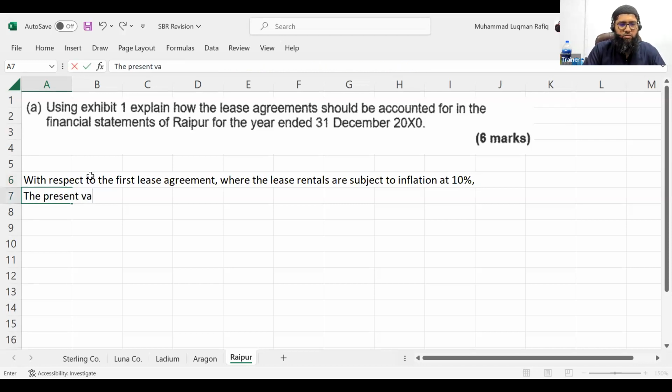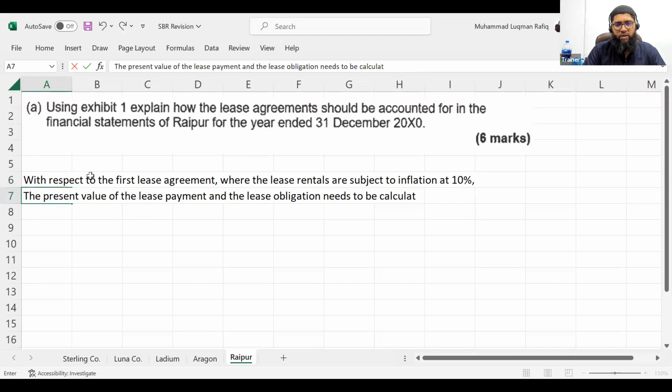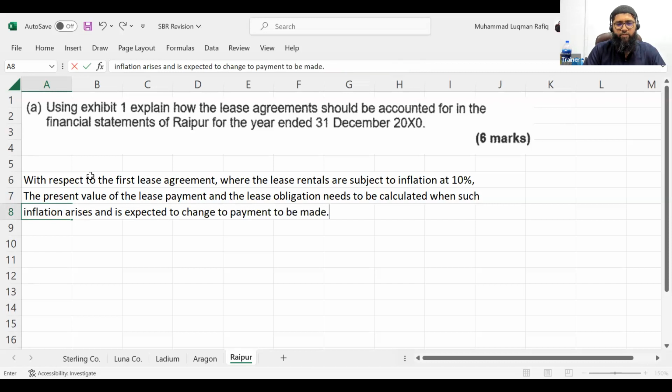the present value of the lease payment and the lease obligation needs to be calculated when such inflation arises and is expected to change the payment to be made. So it says with respect to the first lease agreement where the lease rentals are subject to inflation at 10%, the present value of the lease payments and the lease obligation needs to be calculated when such inflation arises and is expected to bring a change to the payment to be made.